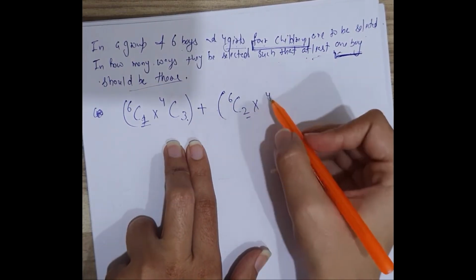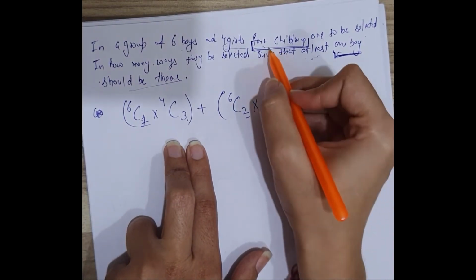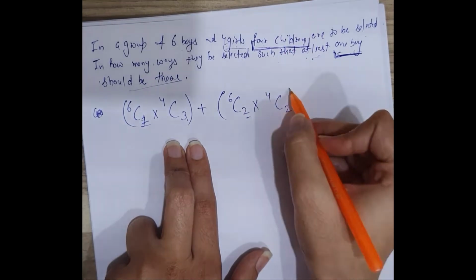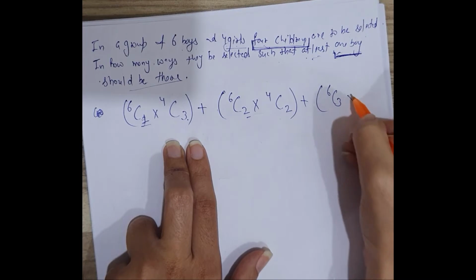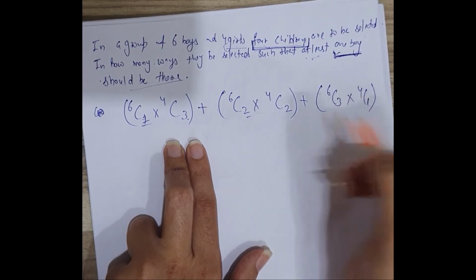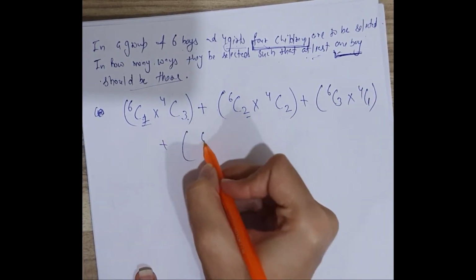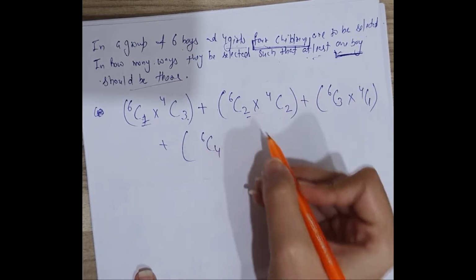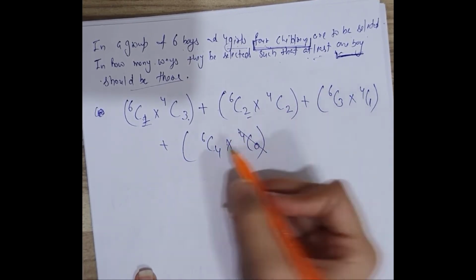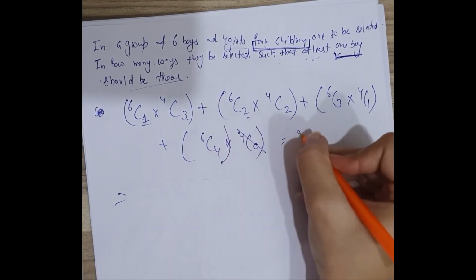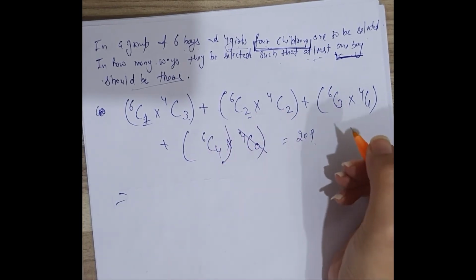6C2 into 4C2, if 2 boys are there, we have to complete 4 children, then 2 girls should be there, plus if 3 boys are there, then 1 girl should be there, plus if we are taking 4 boys, then 0 girls, this gets 0, only this part. Answer will come out to be 209.